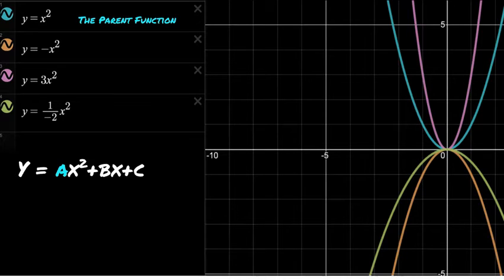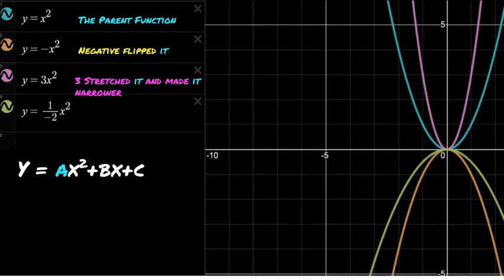Picture why that would happen. If I made you 3 times your height, you would get a lot taller and thinner and narrower. If I made you a half of your height, picture me pushing down on you, you'd compress and become wider. So there was the parent function in blue. The negative in front flipped it, made it open down like a frown. The +3 made it open up again like a smile, but it stretched it and made it narrower. The negative again caused it to open down like a frown, but it made it wider or compressed it.